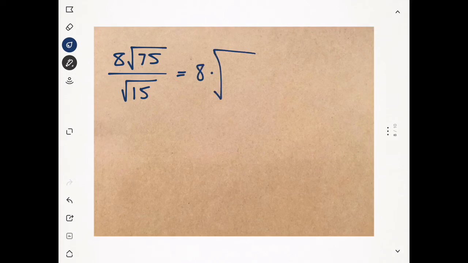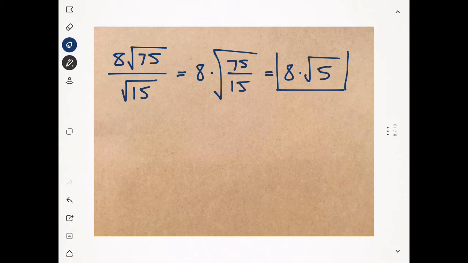I'm going to create one radical, 75 over 15. And then I'm going to do the division that's on the inside of the radical. 75 divided by 15 is 5, so I have 8 times the square root of 5. And that's it. That's all I have to do, because there are no perfect squares that divide 5 evenly.